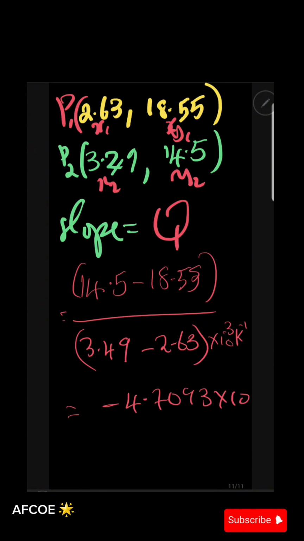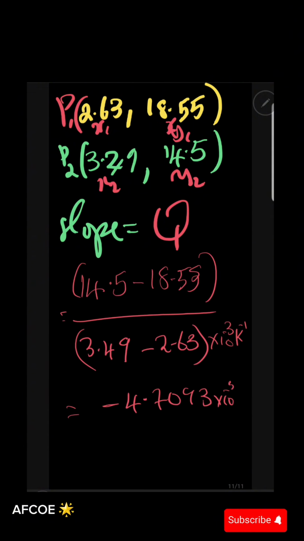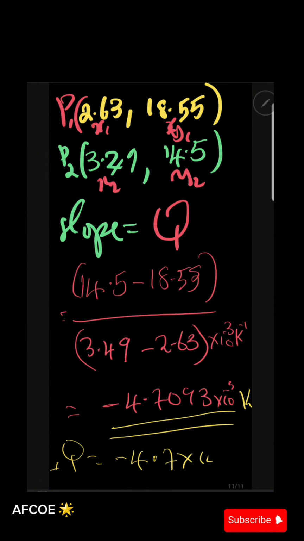negative 4.7093 times 10 to the negative 3 per Kelvin. The per Kelvin goes up. We have times 10 to the negative 3 per Kelvin. And that is the value for our Q. And now you can say Q will be equal to, you can take to one decimal place, negative 4.7 times 10 to the negative 3 per Kelvin. This is now your answer.